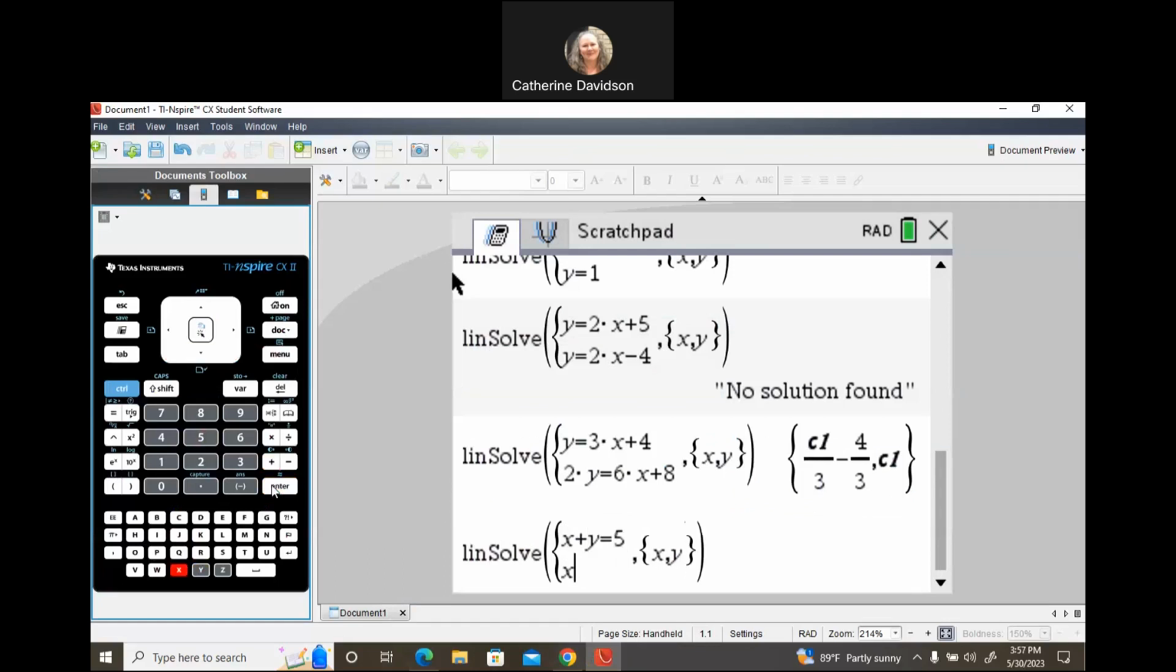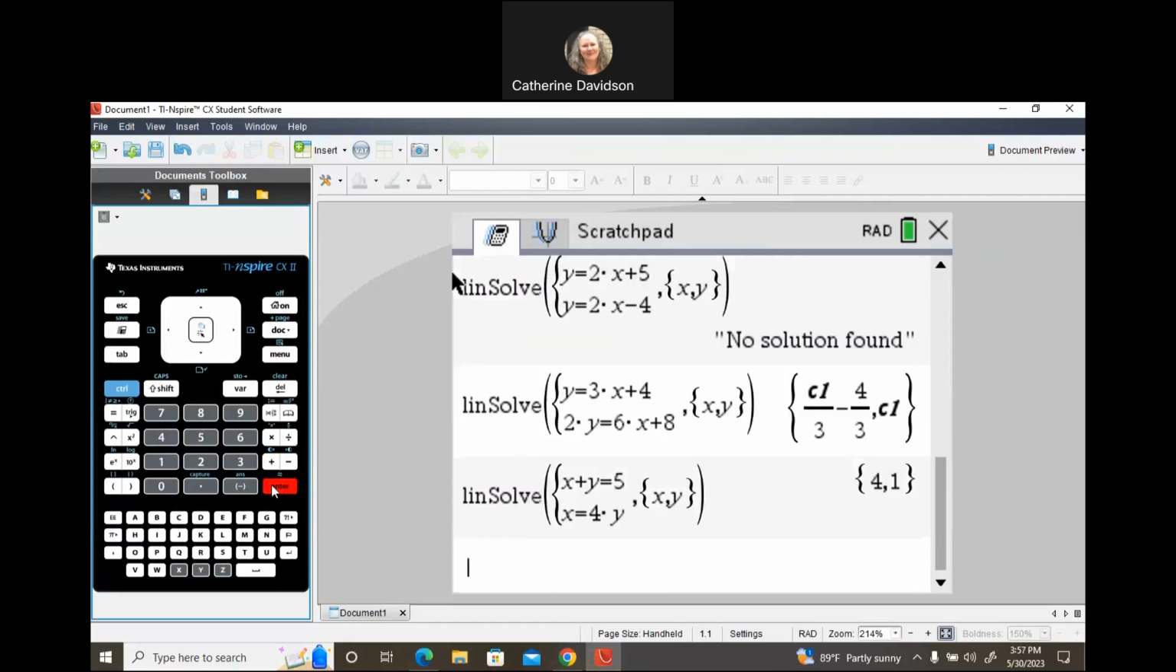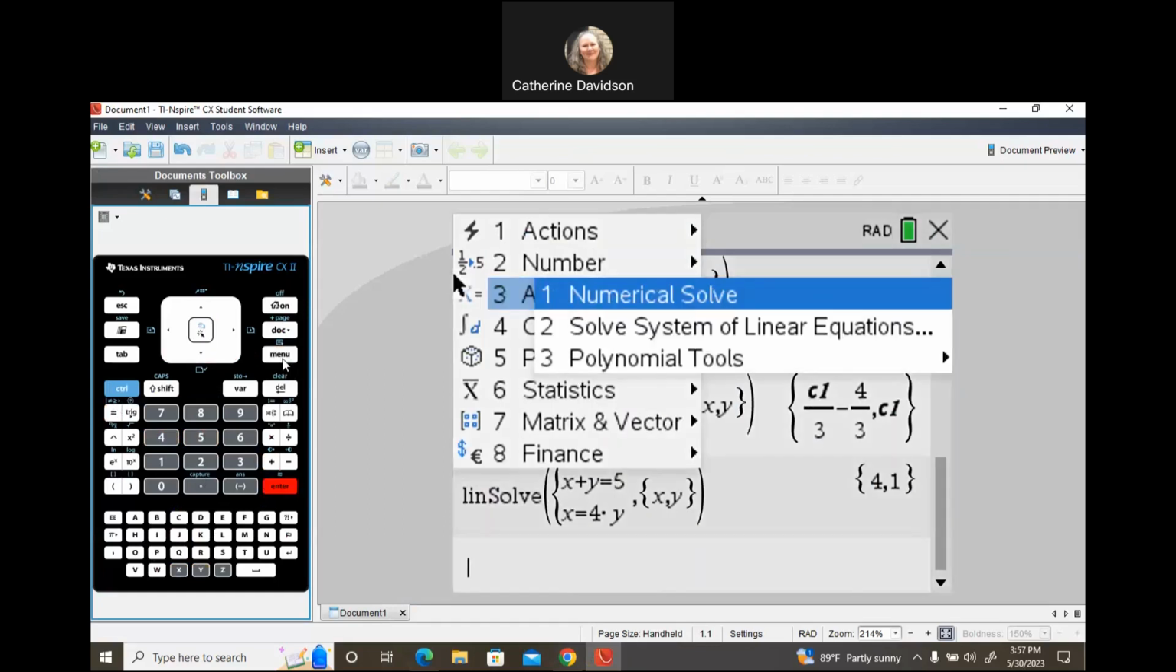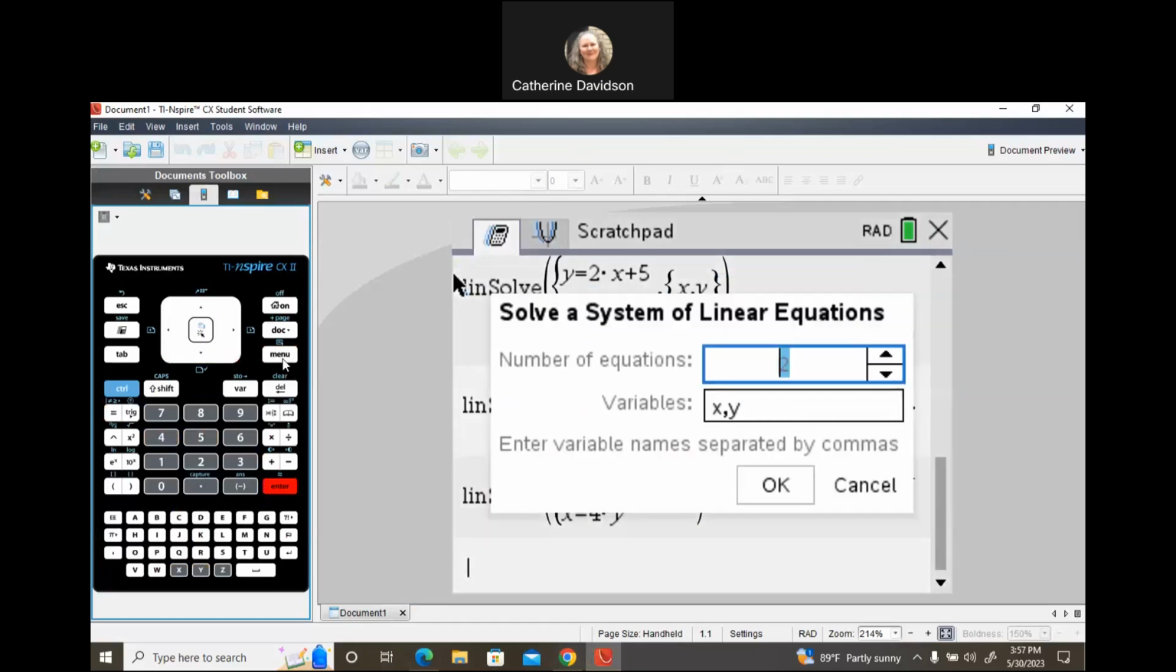I'm going to put in the two equations. It doesn't matter which one goes on top and which one goes on bottom. Okay. And you see that's the point we got. We got 4, 1. I'm going to work the next one. I'm not going to flip back over to the note guide. So it's menu, algebra, solve a system, tab to OK, and then click enter.